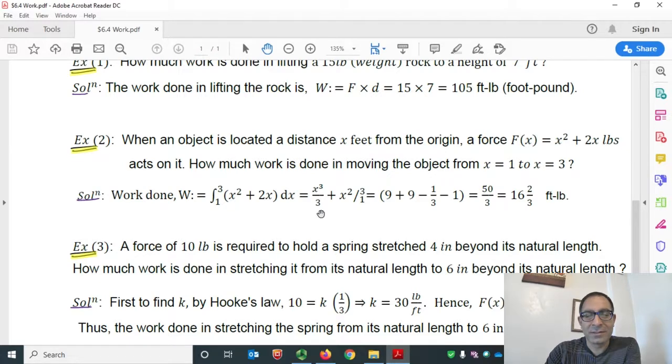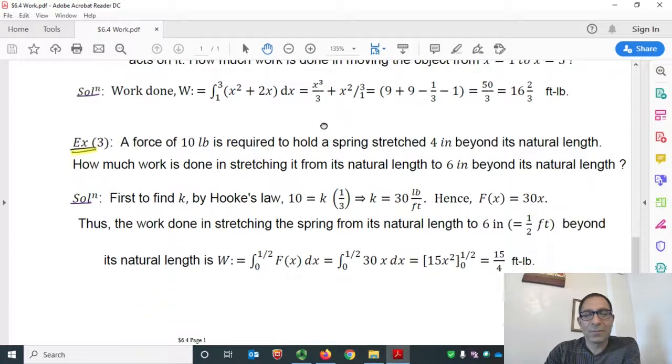Then let's take the integral. The integration of x squared becomes x cubed over 3, plus the integration of 2x becomes 2x squared over 2. The 2 cancels, so simply x squared, evaluated from x equals 1 to 3. I hope this makes sense to you all. After plugging in those values and simplifying, we get 50/3 foot-pounds. Awesome. Let's move on.